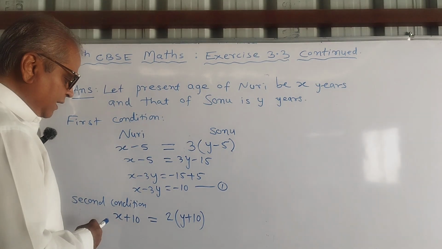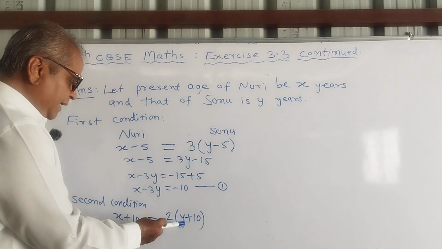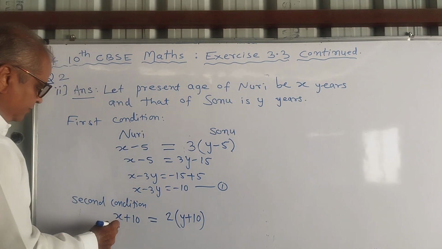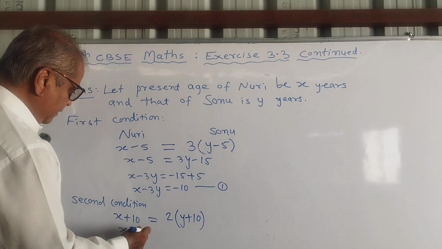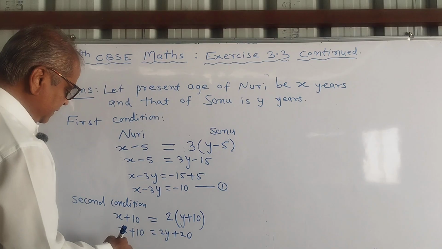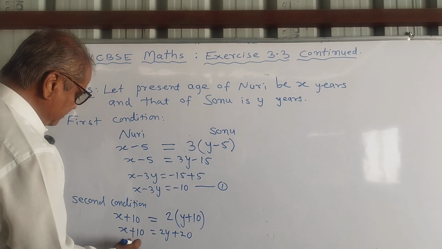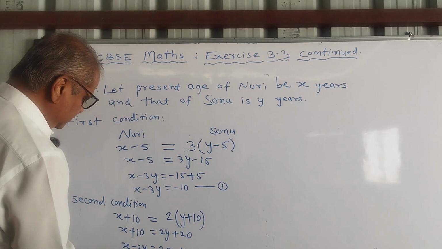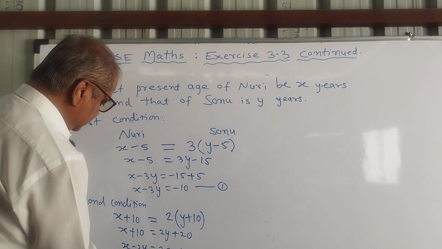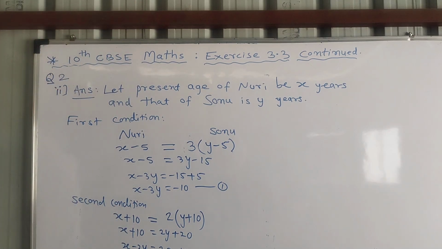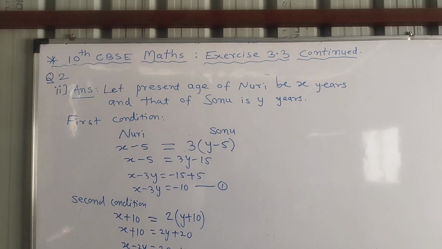So from given condition, Nuri will be twice the age of Sonu. So multiply the age of Sonu by 2. So x plus 10 is equals to 2y plus 20. So transfer this 2y here. X minus 2y is equals to 20 minus 10. So x minus 2y is equals to 10. Equation number 2. Now solve these two equations by elimination method.